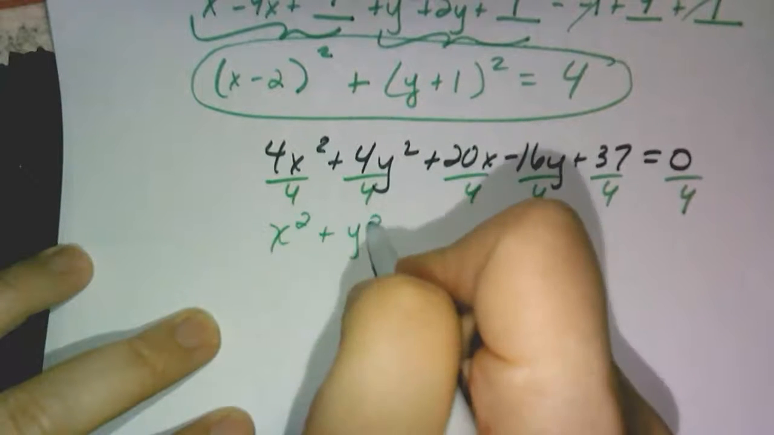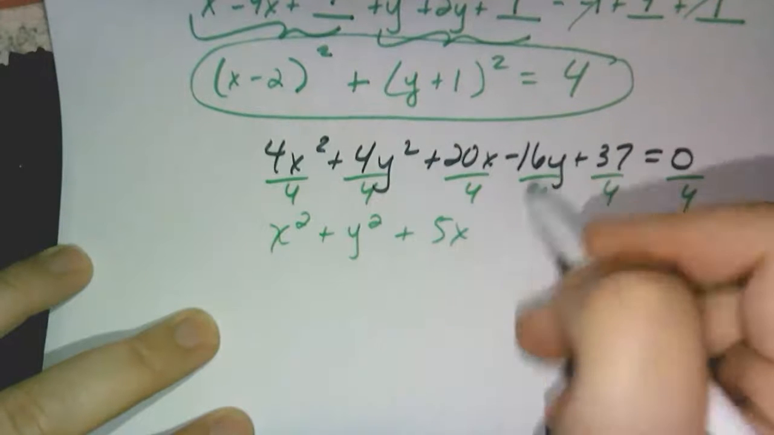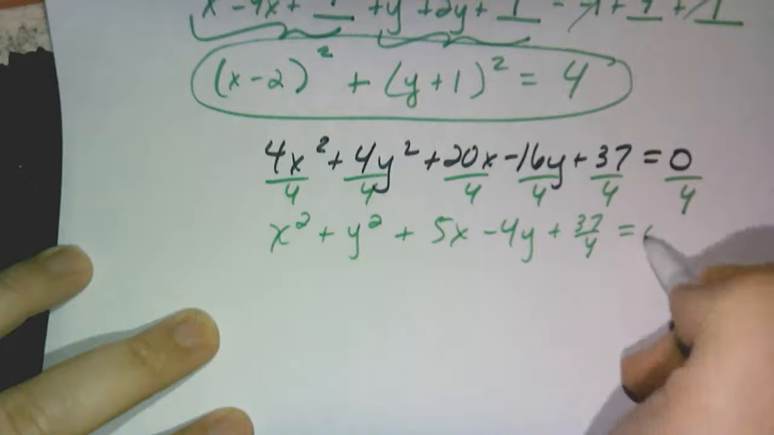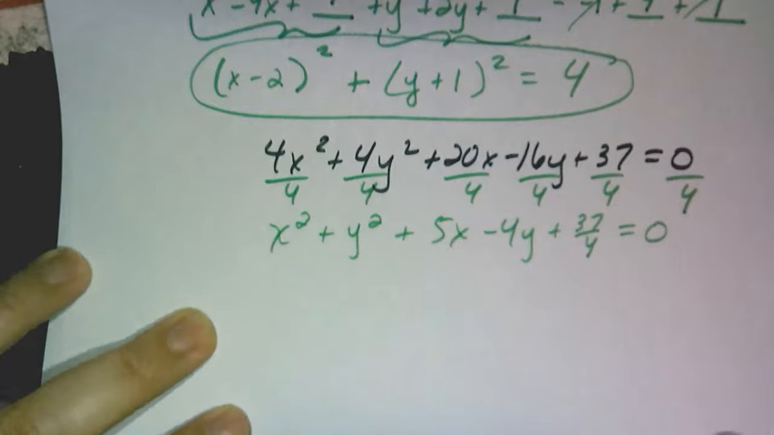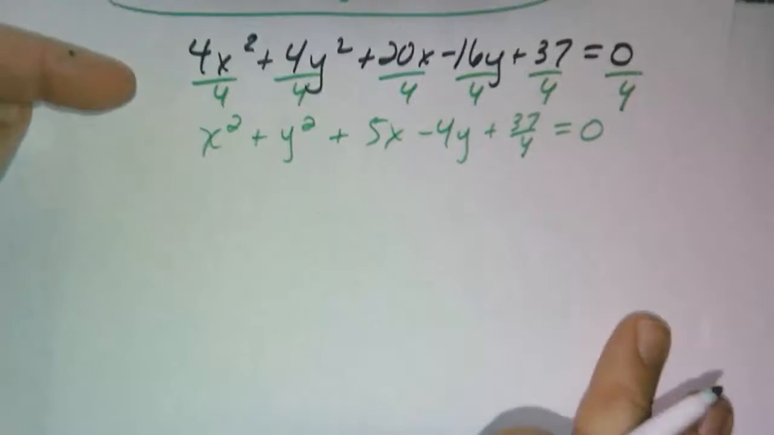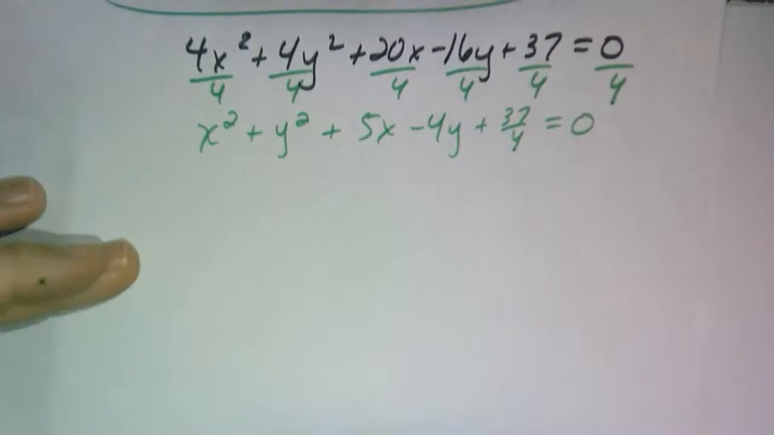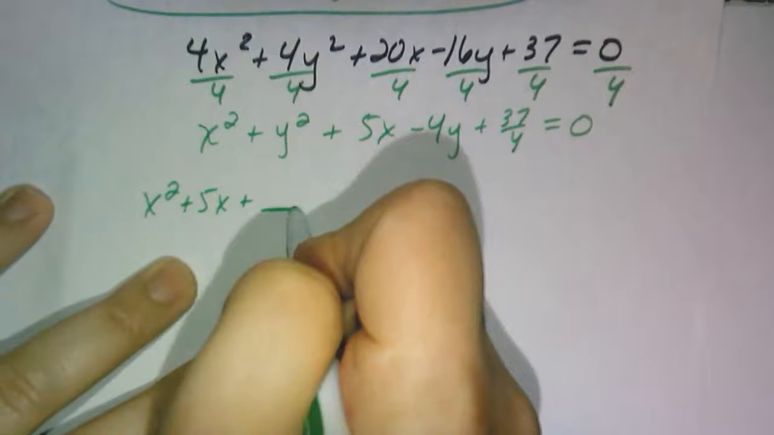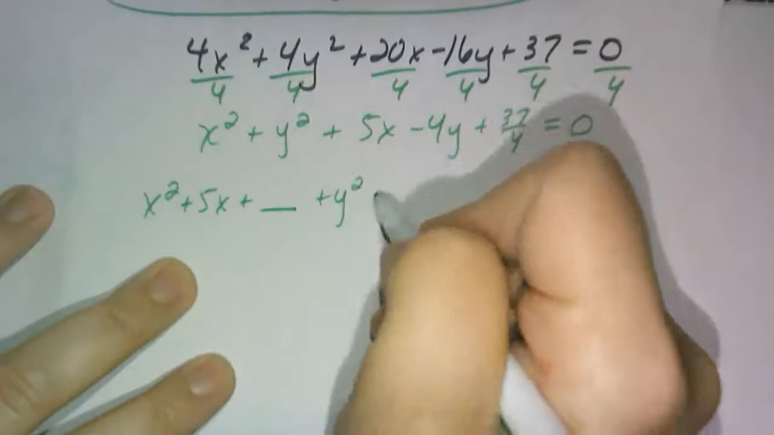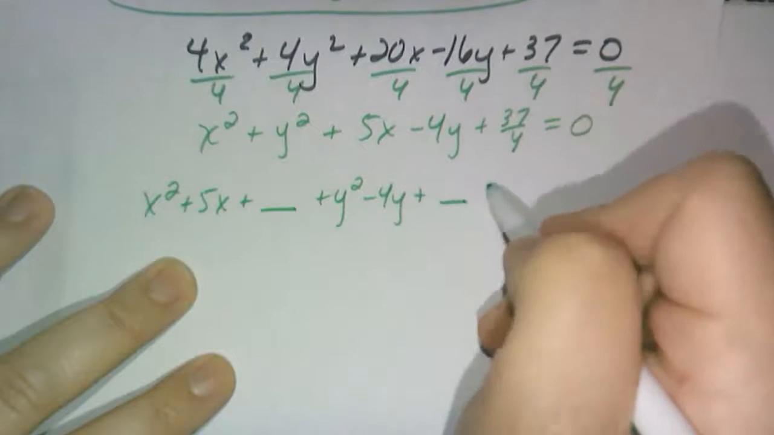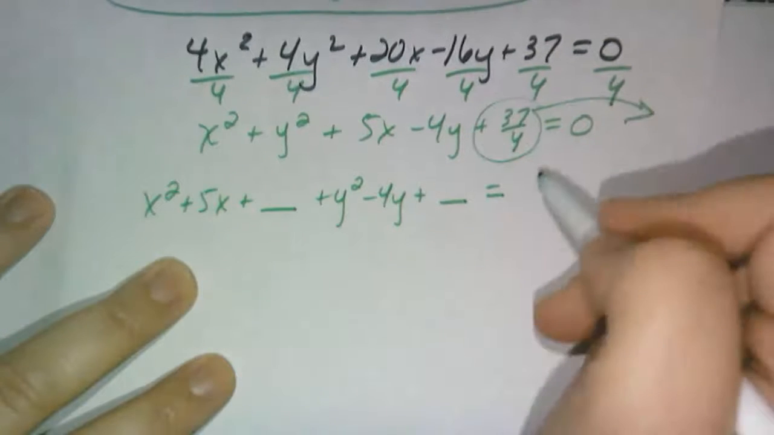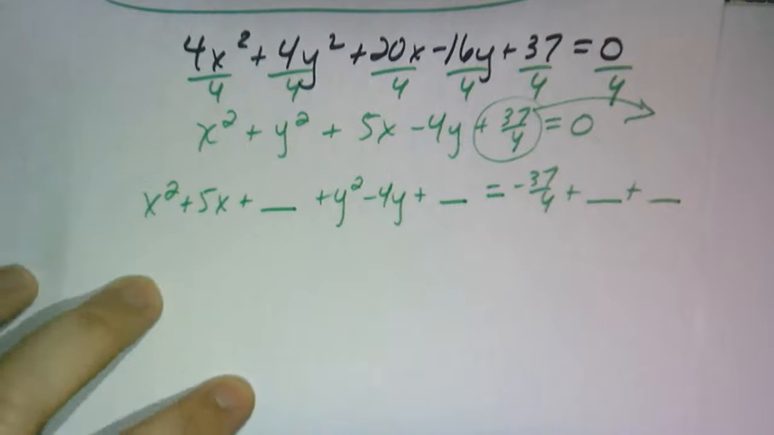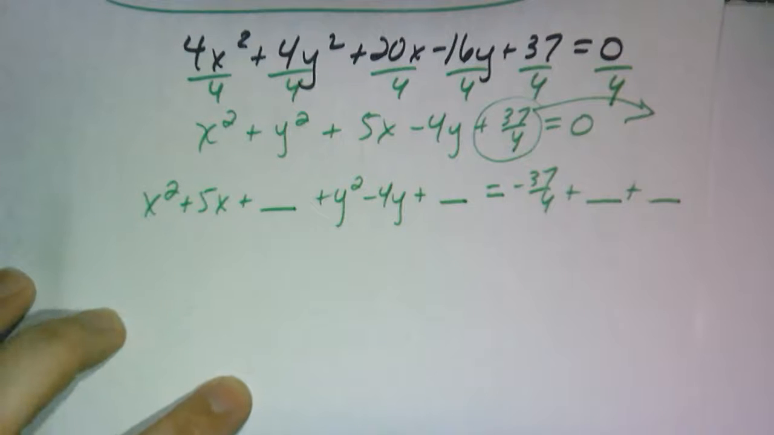X squared plus y squared plus 5x minus 4y plus 37/4. Okay? And you have got to get better at fractions this class especially. Put all your x's together plus blank. Put all your y's together plus blank. Bring your number over. Plus blank, plus blank. Now here's going to be an issue, but it happens.